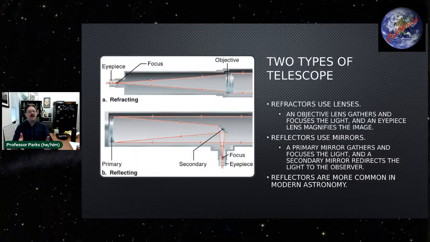So, what are the kinds of telescopes that we have? Well, we have two major kinds. We have refractors, which use lenses, and then you have reflectors, which use mirrors. Now, I'm going to try something new. Hopefully, this will work. I'm a little bit worried about the sound quality, but let's go with it.